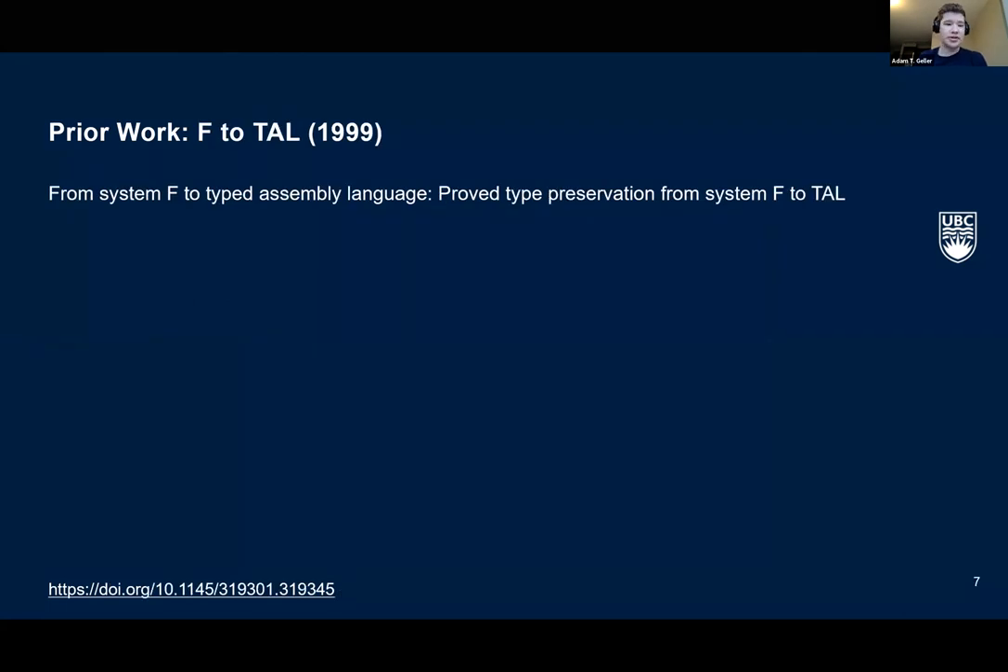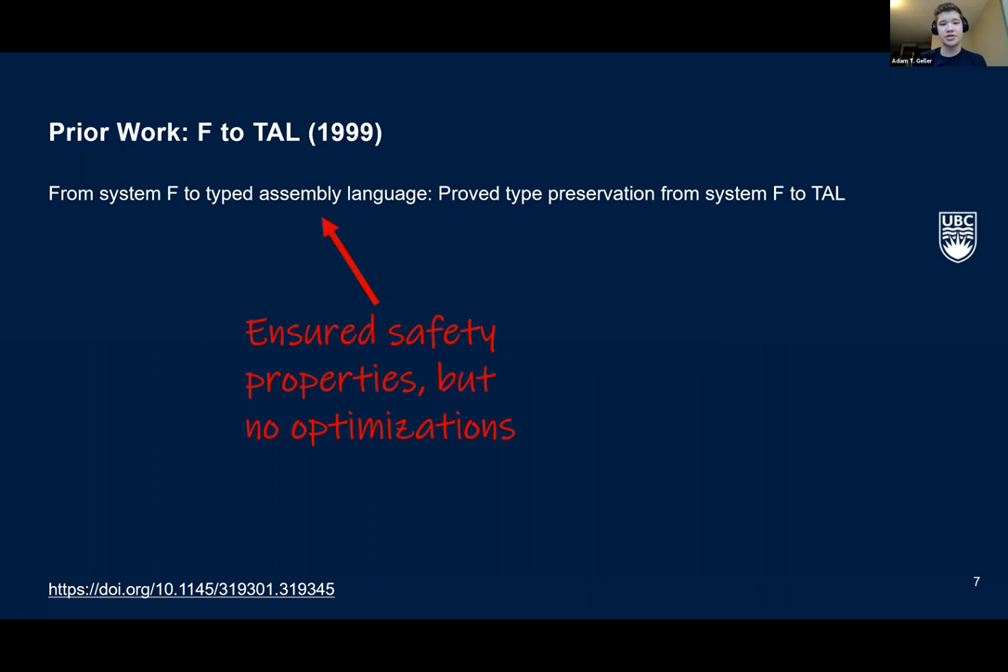What does is something like F2Tal, which took a language, System F, which is a typed functional language like SML or F#, and proved type preservation down to a typed assembly language. And this doesn't quite get us what we want, though, because they ensured safety properties, but they weren't able to do optimizations. They weren't able to use these types to eliminate dynamic checks, and we want to eliminate the dynamic checks.